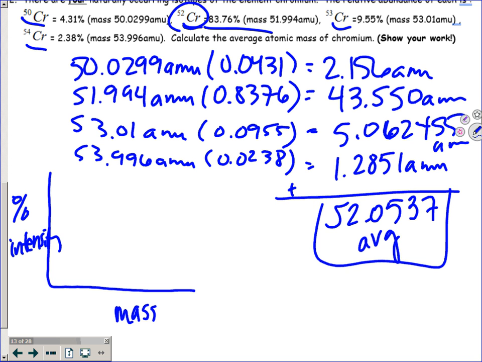And what would their sizes be? Small, big, small. Which one has to be? Remember that the intensity peaks at 100, right? So the one that's most abundant will be 100, and everything else will be scaled down based on that. So who gets the 100? 52. Okay, so we got a 50, 52, 53, and 54. 52 will be at the peak of 100, and then everything else is a fraction of that.